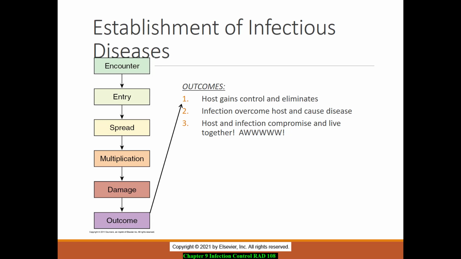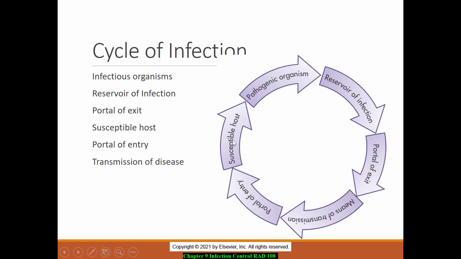There's an establishment of infectious diseases. So we do need to have a host. That infectious disease must overcome the host and cause the disease, and the host and infection compromise and live together, which leads us up to our cycle of infection.